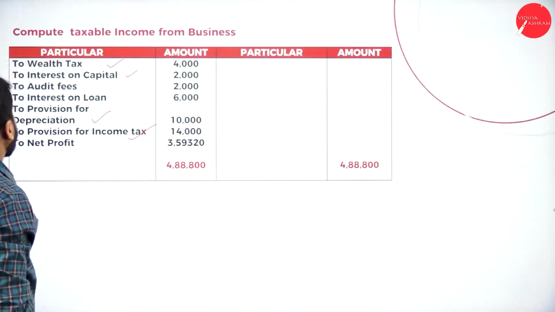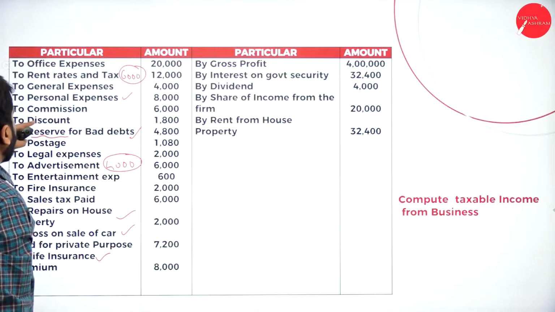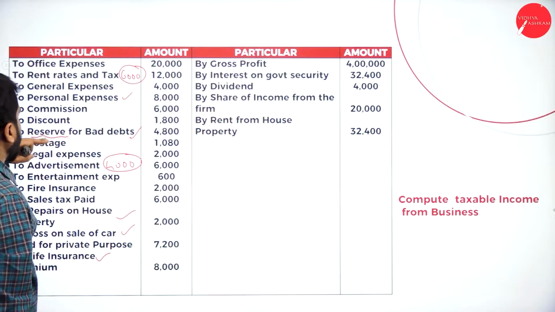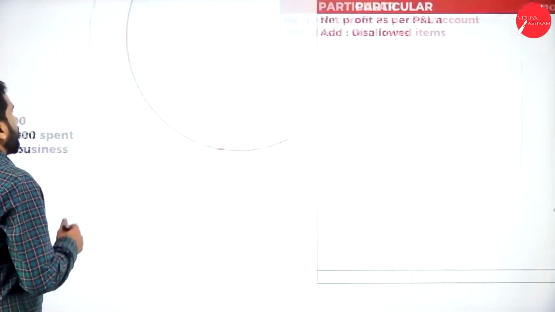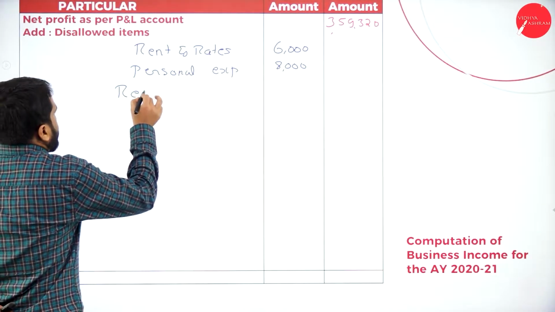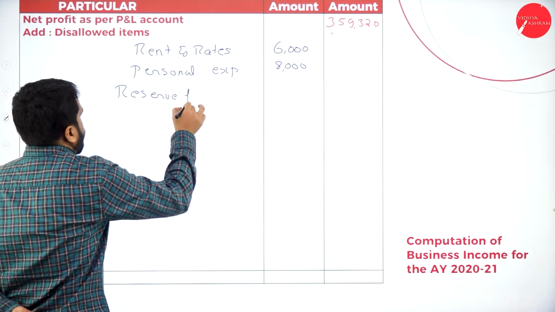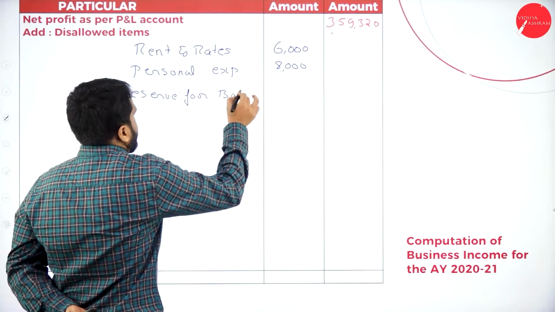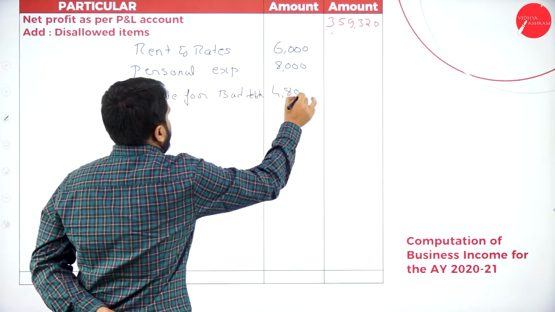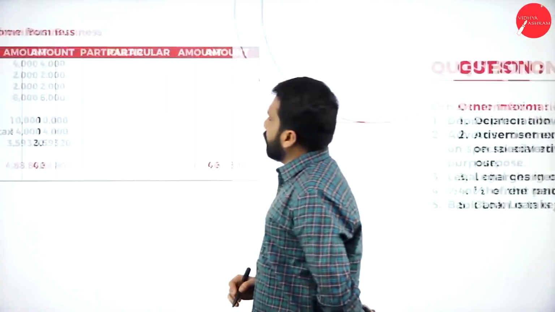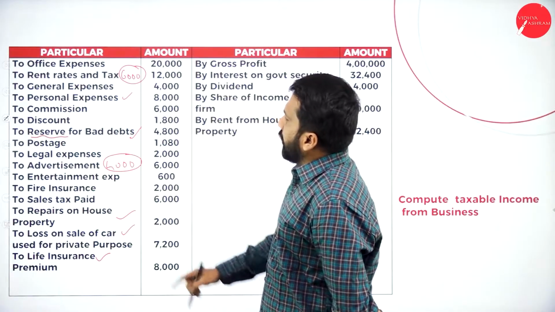Yes. Next, after that, we have commission, no. Discount, no. Reserve for bad debts, 4,800. Now, after this, we have postage.